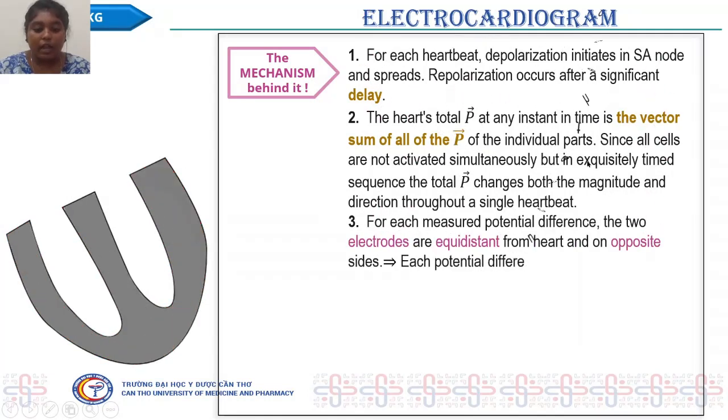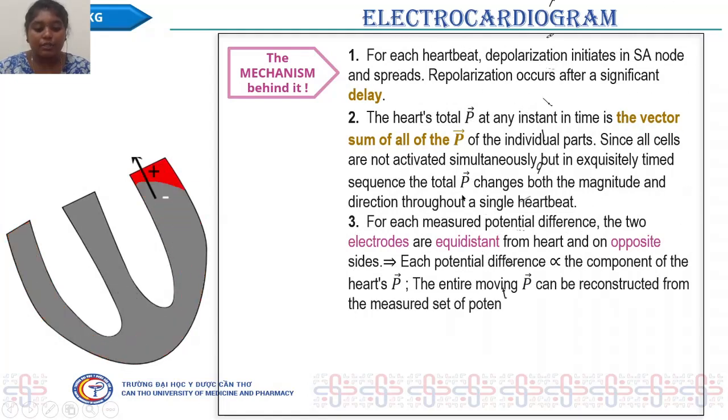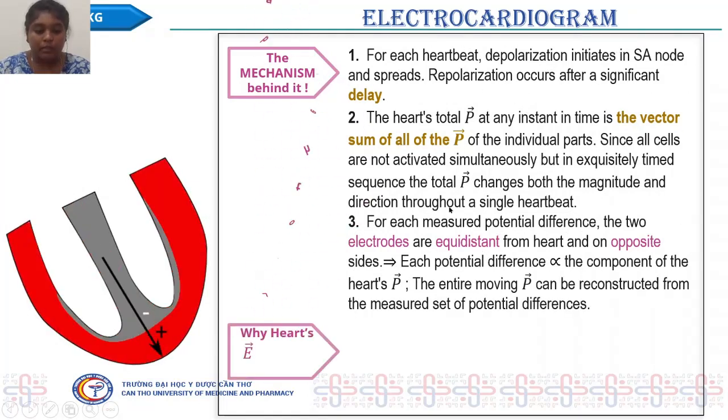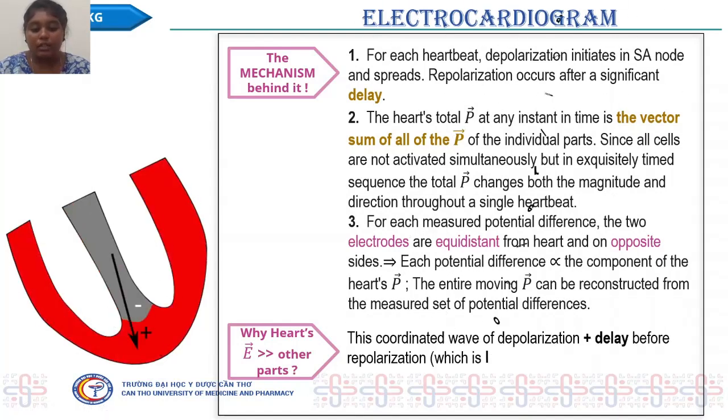Because the cells are not all activated simultaneously, but are activated in a precisely timed sequence in order for the heart to function, this total dipole moment changes both in magnitude and direction throughout a single heartbeat.